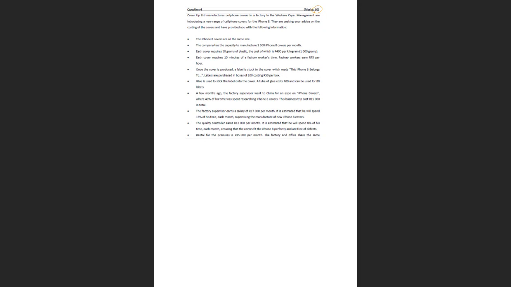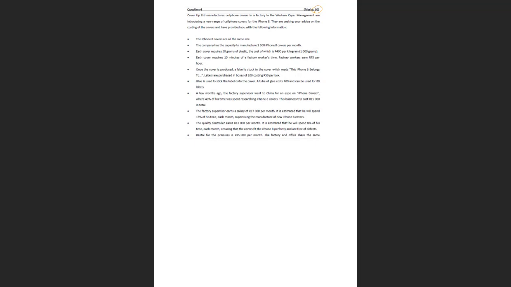So make sure that you read in detail every single bit of information and you convert where necessary, because it can have quite a detrimental effect if you're getting any of those figures incorrect. Okay, so back to the question, they said to you, Cover Up Limited manufactures cell phone covers in a factory in the Western Cape. Management are introducing a new range of cell phone covers for the iPhone 8, and they are seeking your advice on the costing of the covers and have provided you with the following information.